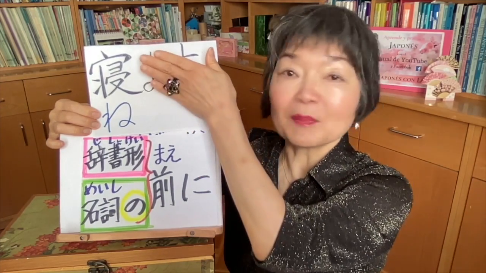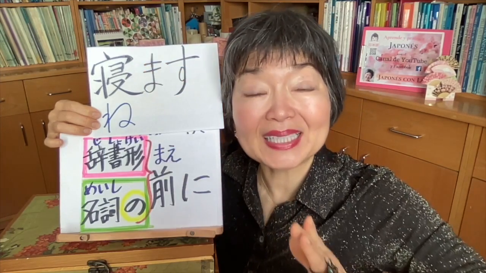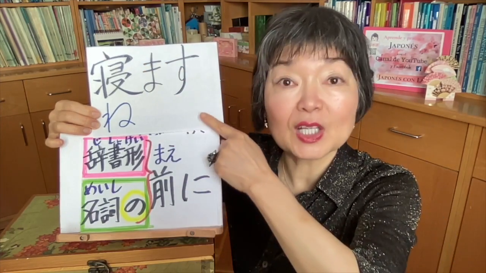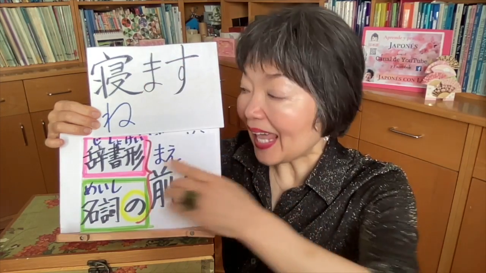寝ます without ます, and we add る, 寝る. This is already the dictionary form of 寝ます. 寝る. And 寝る前に, before going to bed.